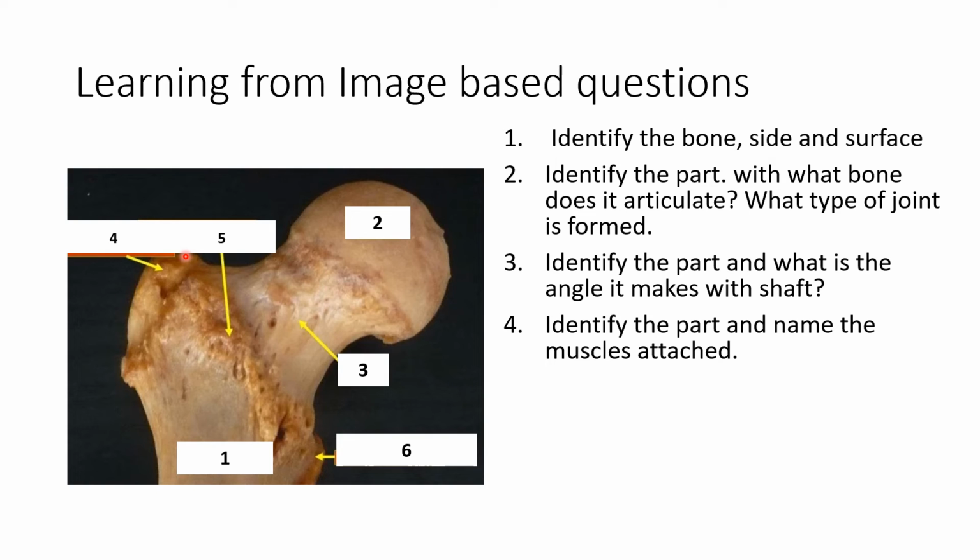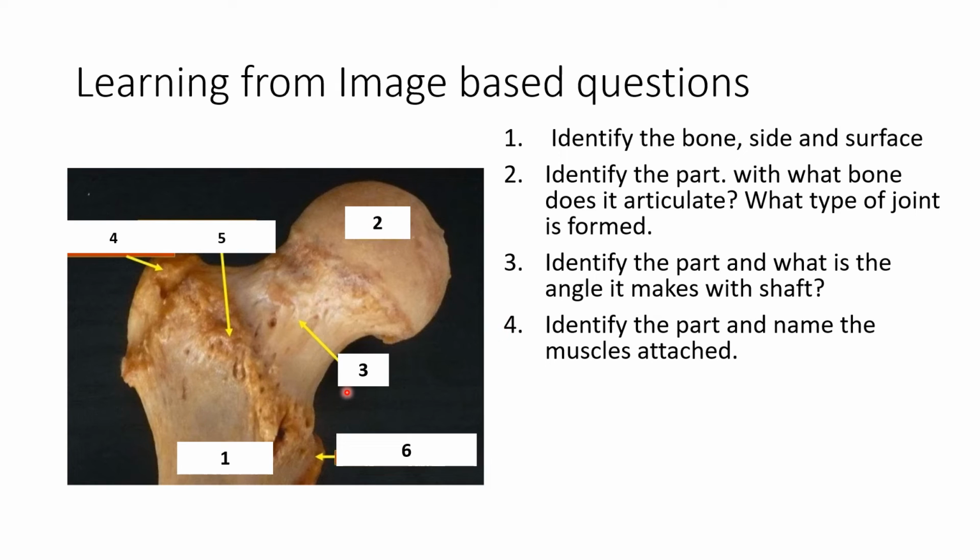So the greater trochanter you can remember as it is giving insertion to the muscles. What are those muscles? Gluteus minimus, gluteus medius, the piriformis, obturator internus and externus and gemelli. That's how you can remember the greater trochanter.